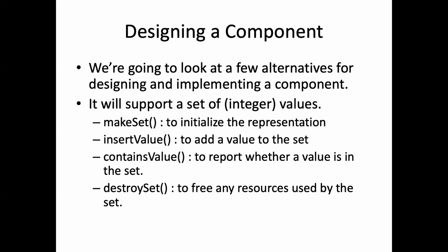And that's what we're going to do here for a little bit. We're going to look at some alternatives for how you could build a component. When we say component, remember, we mean an implementation file, a .c file, and a header file that advertises its interface that says, here are all the things you can use in this implementation file. We're going to look at a few different ways we could design something like that.